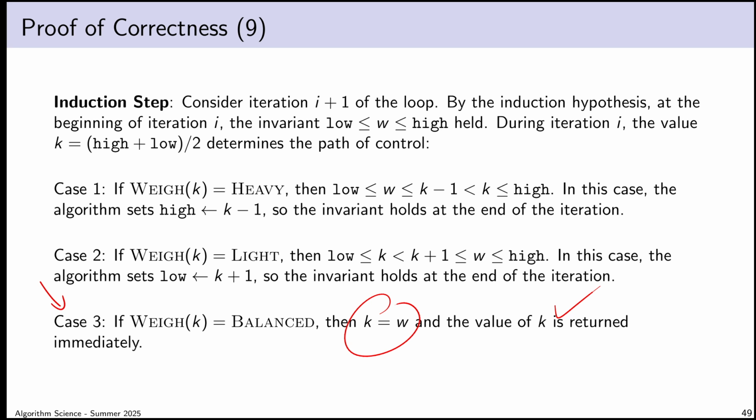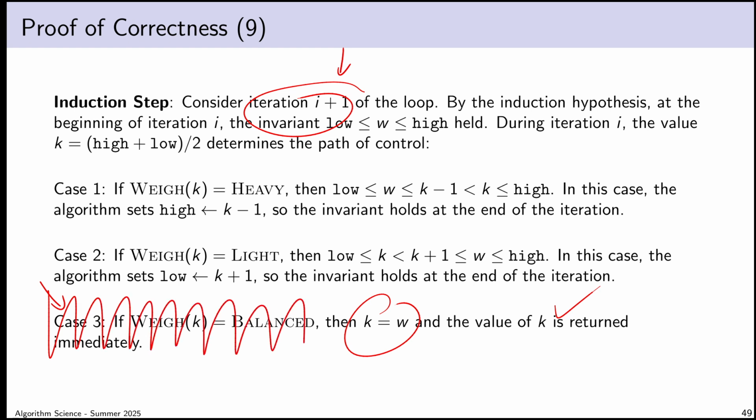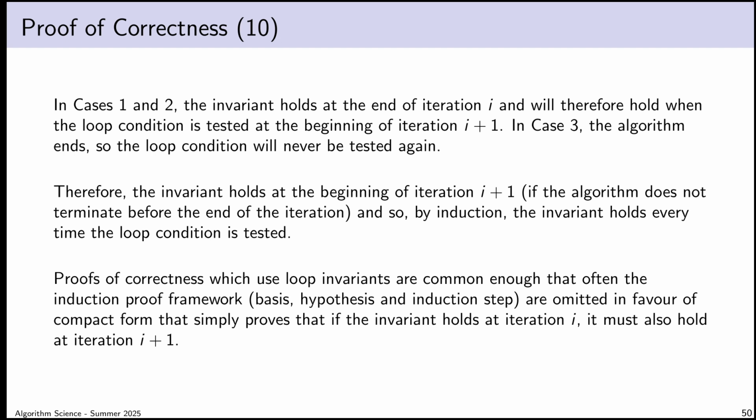That's it. And what's neat about this is that there is no iteration i plus 1. So who cares? It doesn't make any difference because the algorithm already ended. We only have to talk about iteration i plus 1 if there's a chance it could actually happen. So case 3 is all well and good, but it has no effect on the outcome. Assume that case 3 didn't happen, because if it did, we're already done. So in cases 1 and 2, the invariant holds at the end of iteration i, and therefore continues to hold at the beginning of iteration i plus 1. In case 3, it makes no difference because we don't get to iteration i plus 1.